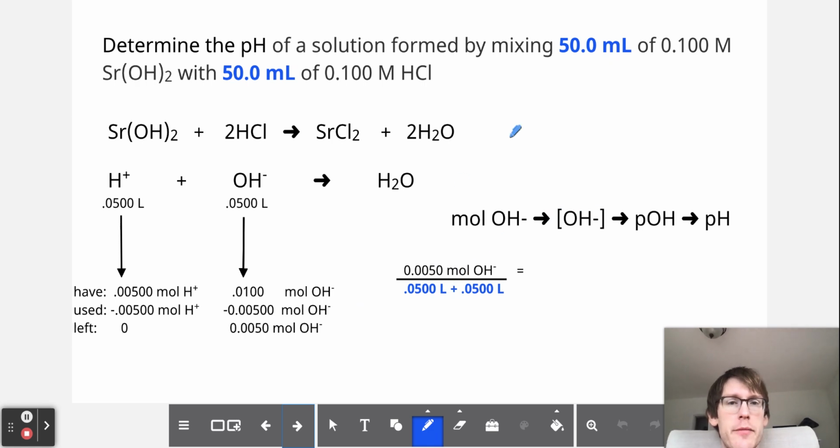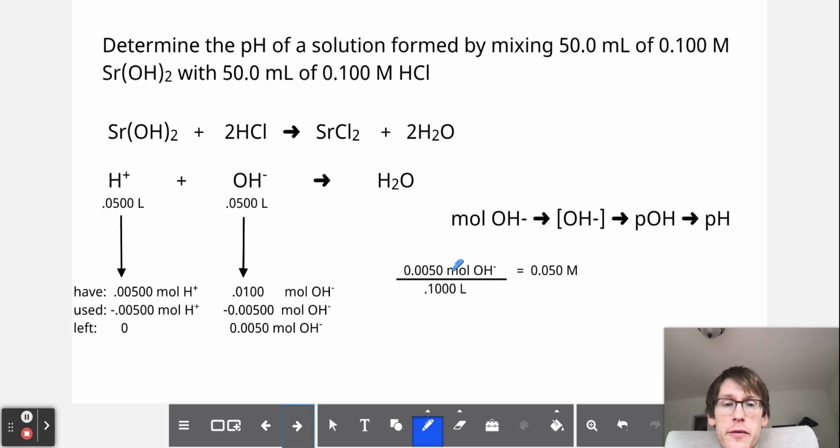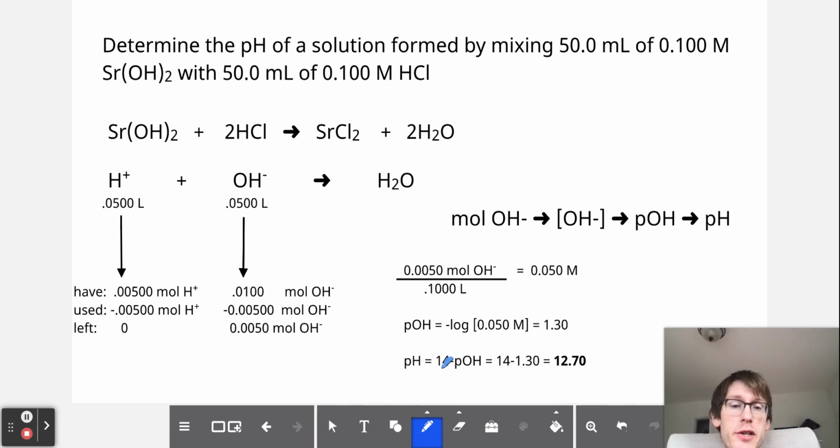Now we have to be careful here because we've mixed two solutions, so each solution has a volume. We need to sum the two volumes and have that be the total volume in the denominator. So we have 0.0050 moles of hydroxide over 100 milliliters, which gives us a 0.050 molar solution. So we're now at the concentration of hydroxide. Next, we need to take the negative log of that to find the pOH, which is 1.30. And the last step is to go to the pH, which is simply 14 minus the pOH, which gives us a final answer of 12.70.